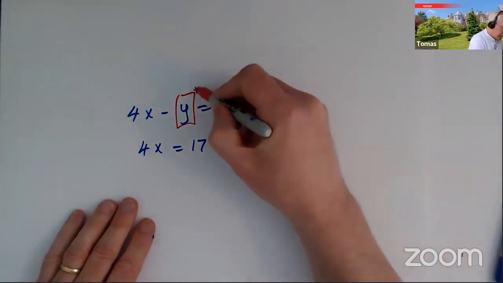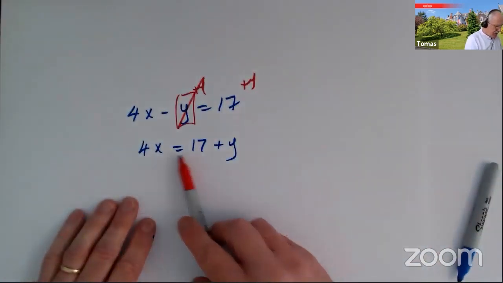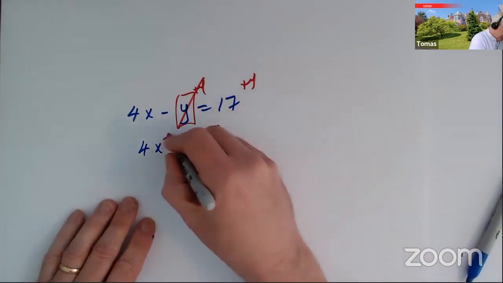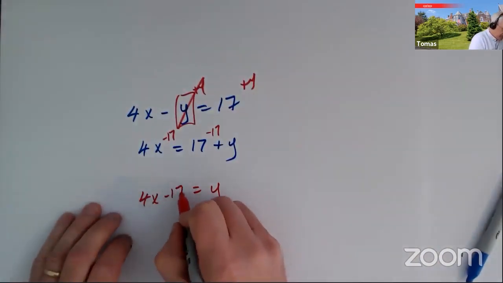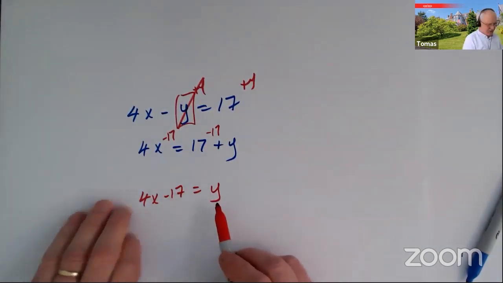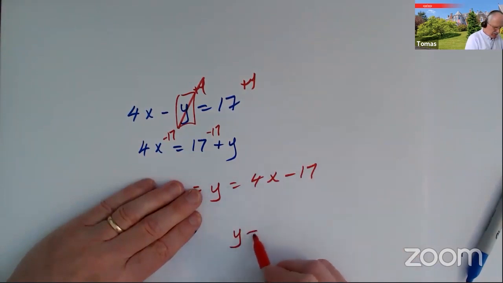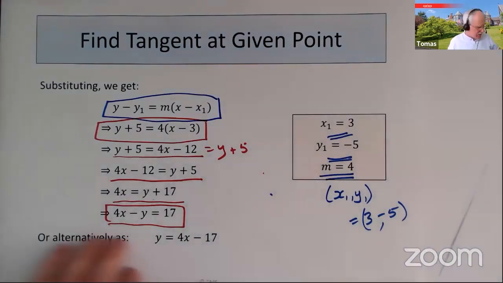So I'd add a plus y here and a plus y here, and that cancels. Then I get the 17 on the other side. To get rid of that 17, I get y is equal to 4x minus 17. But I'd much prefer it started with the y. So y is equal to 4x minus 17. Okay, that's another way of writing the line. I can write it any way I like.